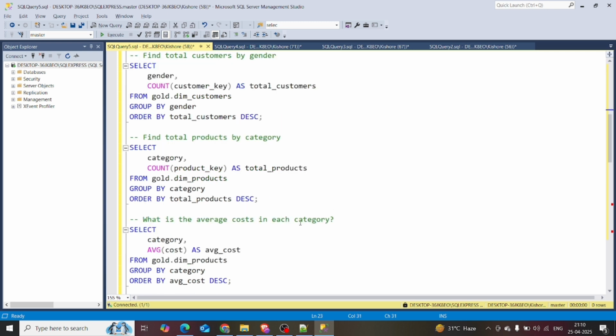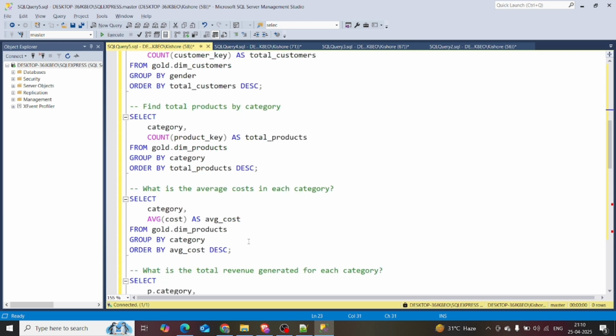And we want to ask in the fourth question, what is the average cost in each category? First, we want to select the category, and we want to use the aggregation as the average of the cost, from the gold dimension product. We are grouping by category, and we are ordering by average cost in descending order.